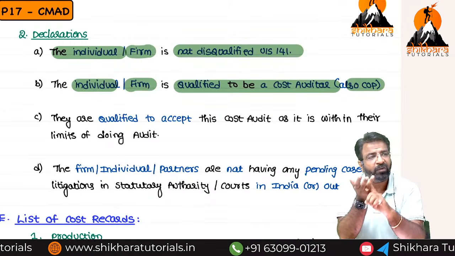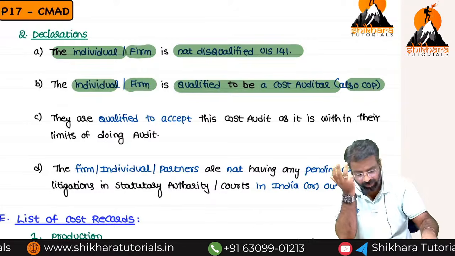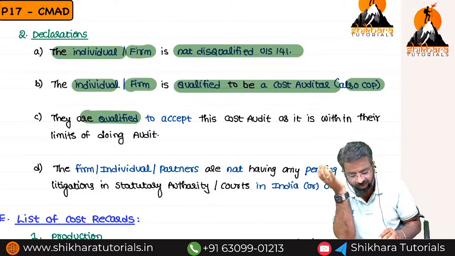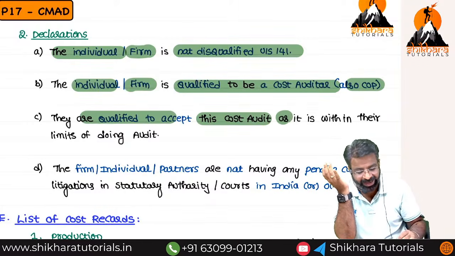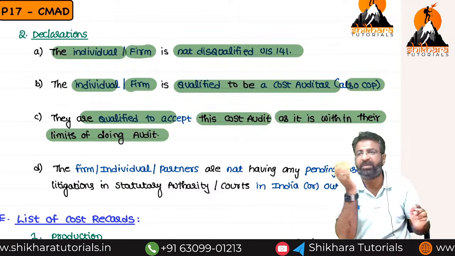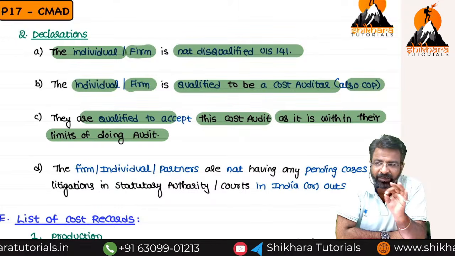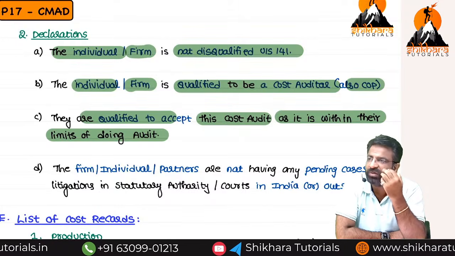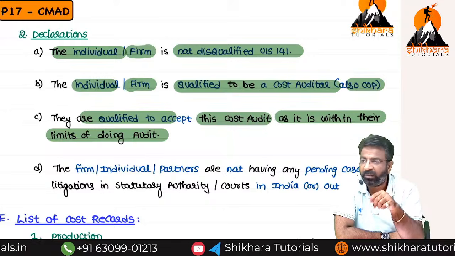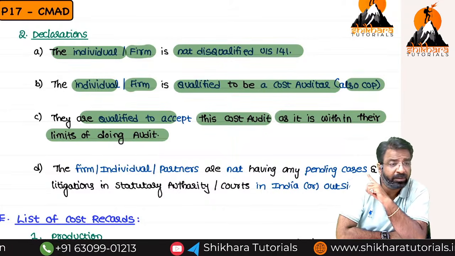We are qualified cost auditors because we are holding a what? COP. Next one, we are qualified to accept this cost audit as it is within our limits of doing what? Let me tell you one thing. Actually, there is no ceiling limit of doing cost audit, because we are already very less in the market. But we do have a ceiling limit, statutory.